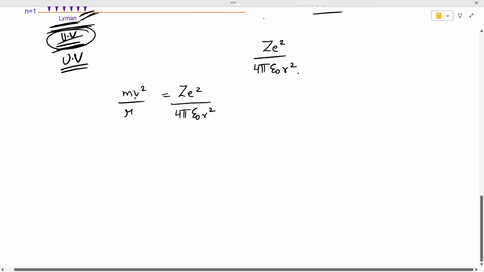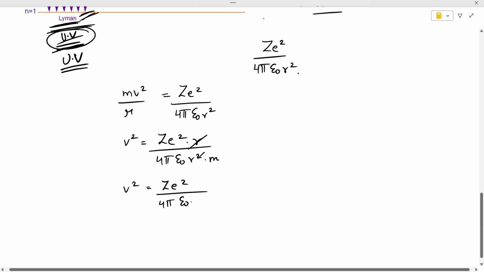Now, keeping v square here only, we'll try to solve this. v square is equal to Z times e square into r upon 4 pi epsilon naught r square into m. One r from here and one r from here get cancelled. So v square is equal to Z times e square upon 4 pi epsilon naught m into r. So this is one equation that we have got.